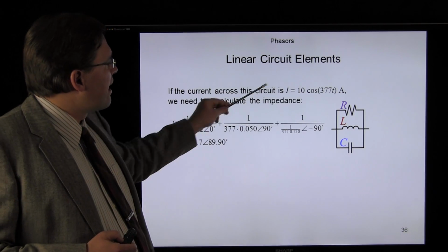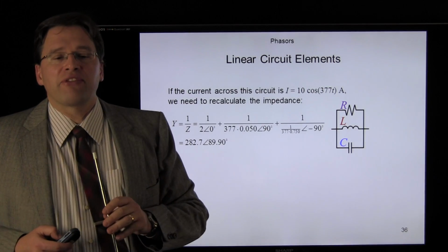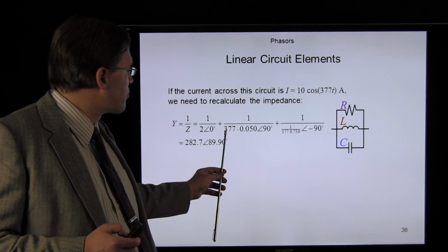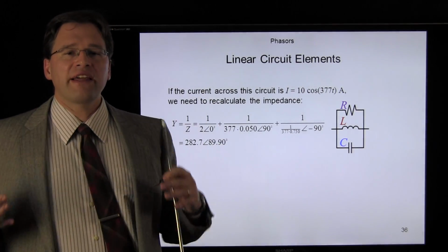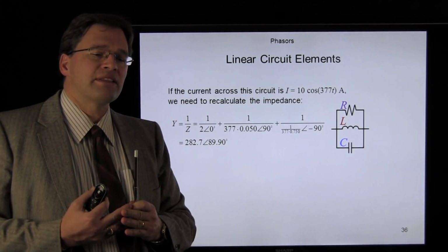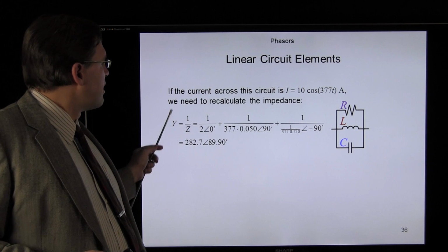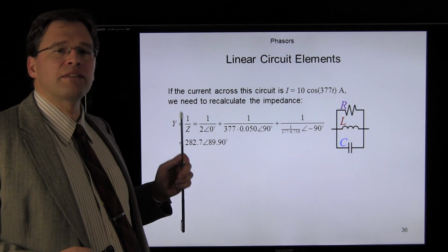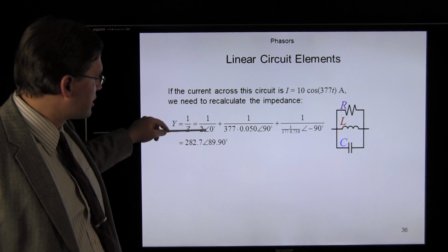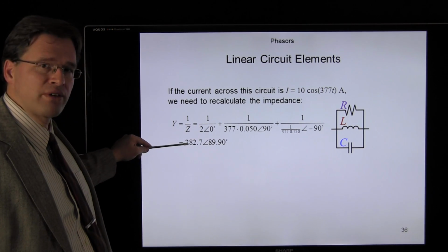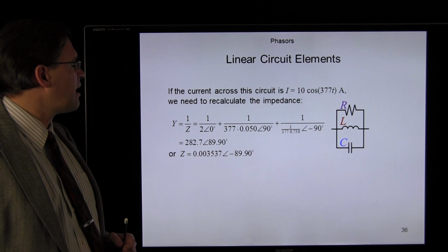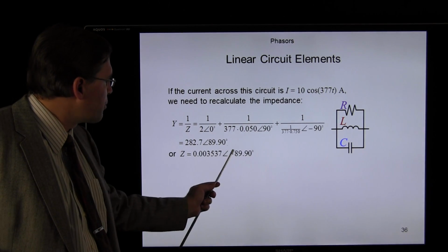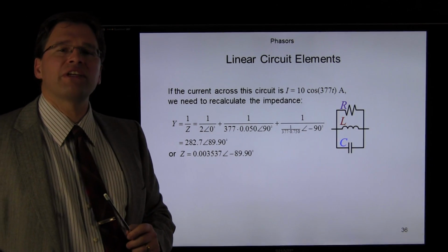Let's say I instead have 377 as my frequency. Then again, I have to substitute 377 into my impedances, calculate the admittances, and take the sum of the admittances. That gives me my Y. I can now calculate the impedance by taking the reciprocal. The reciprocal of this is just 1 over the magnitude with phase negative 89.9. So again, we'll notice that the impedance is very small.